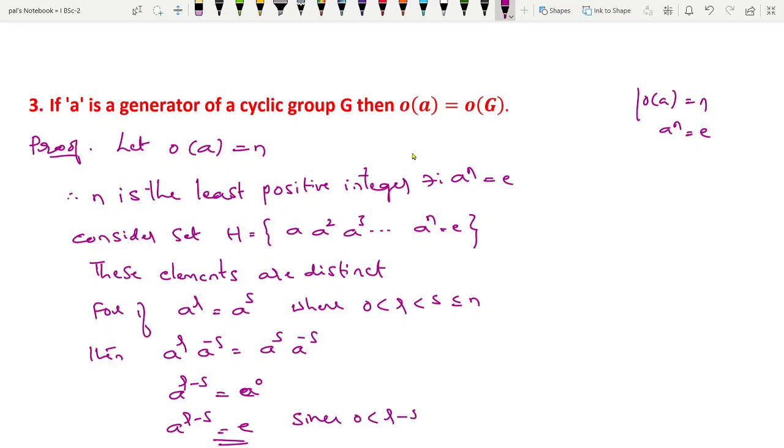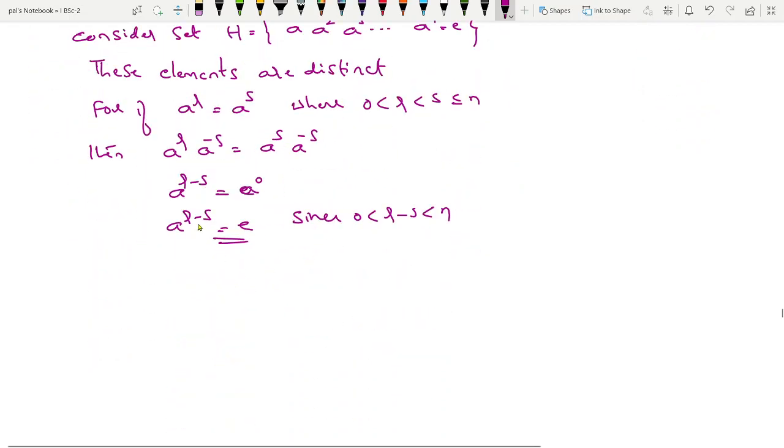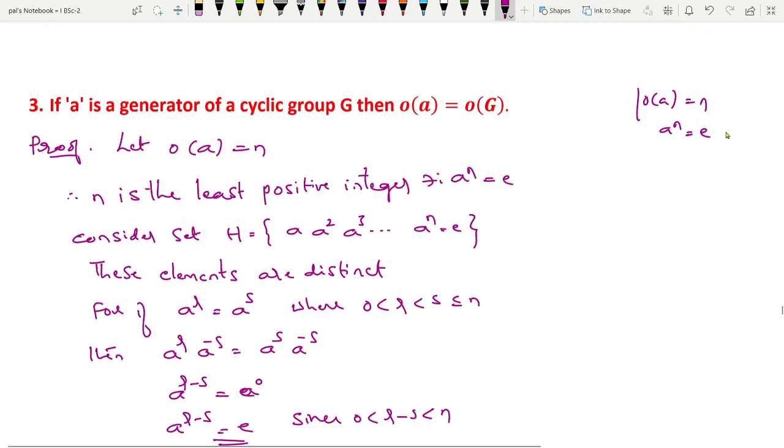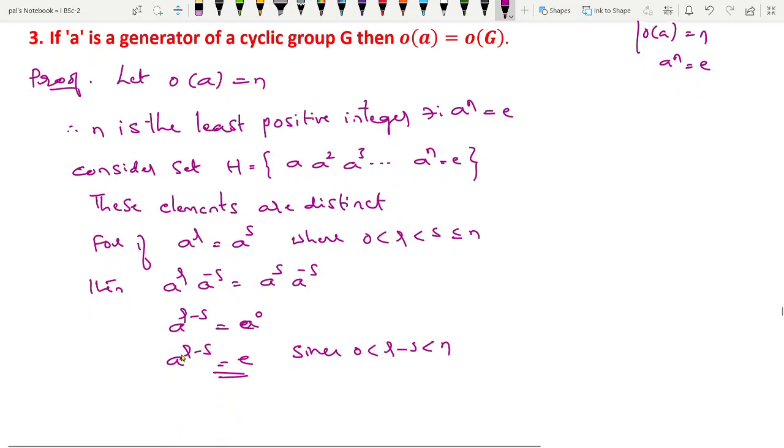R minus s is definitely greater than 0, and it is less than n. So when we raise a to the power of r minus s, it gives the identity element. Also a to the power of n is e, and we know that n is the least positive integer such that a to the power of n is equal to e. But when we put r minus s in the power of a, that also gives e, and r minus s is less than n.